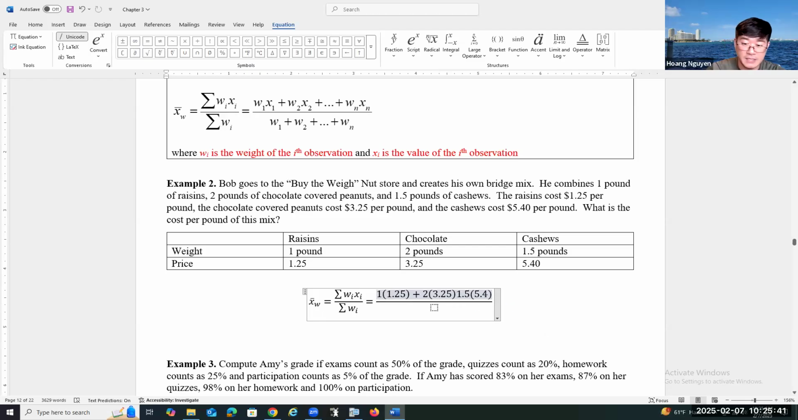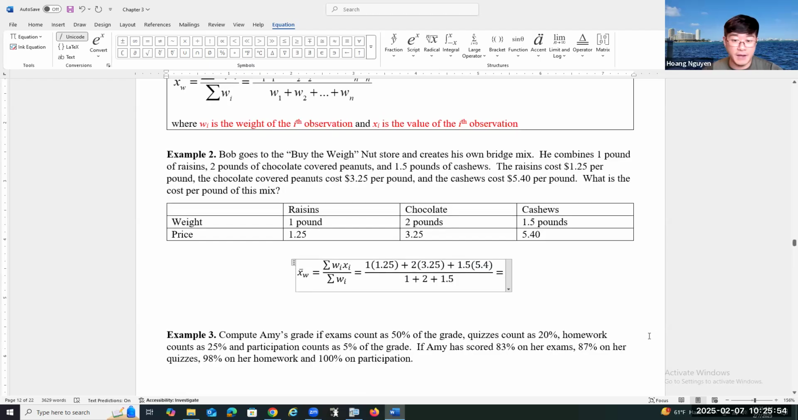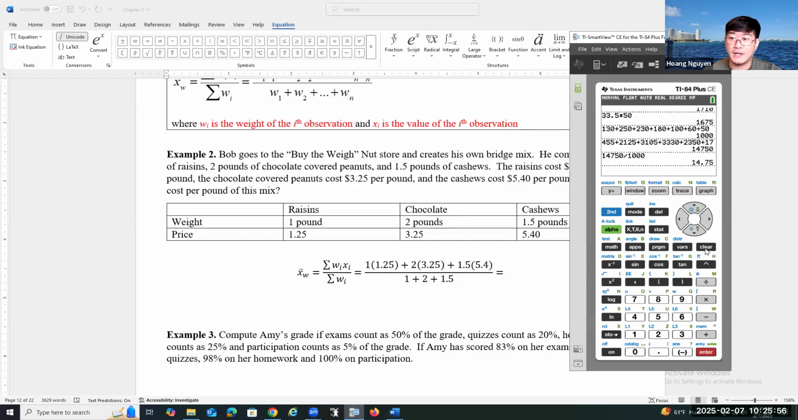Forget the plus right here, addition. And then divide by the summation of all the weights. So the weight is going to be 1 plus 2 plus 1.5. Now we're going to use a calculator to work out this calculation. So let's give it a try.